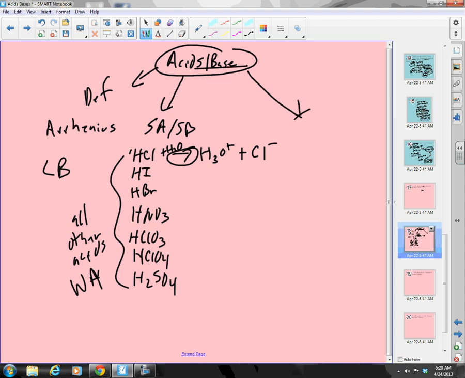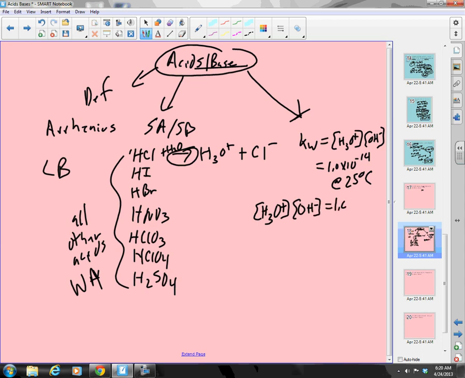And then we talked over here about autoionization of water. We said Kw is equal to concentration of hydronium times the concentration of hydroxide, and that's equal to 1.0 times 10 to the minus 14th at 25 degrees Celsius. And we said that, hey, for any aqueous solution, the concentration of hydronium times the concentration of hydroxide equals that 1.0 times 10 to the minus 14th. So if I know one of these, I can figure out the other.